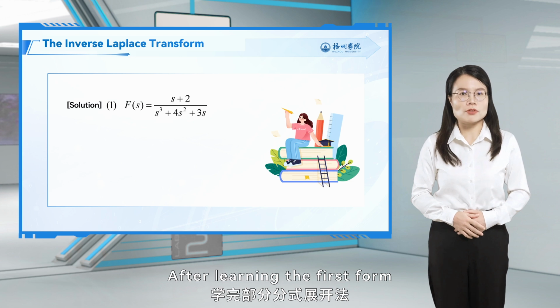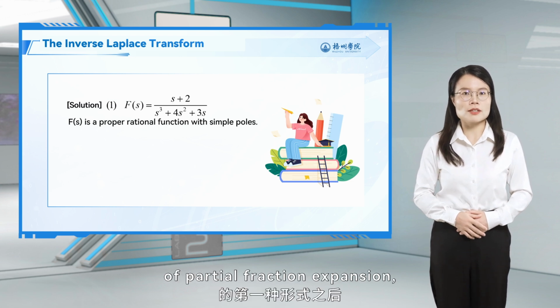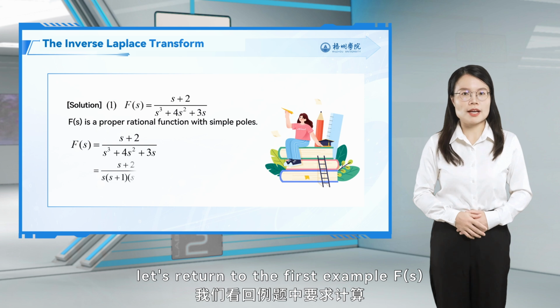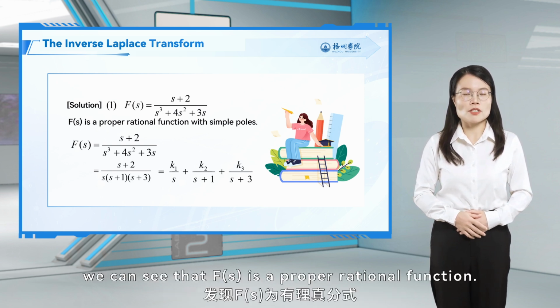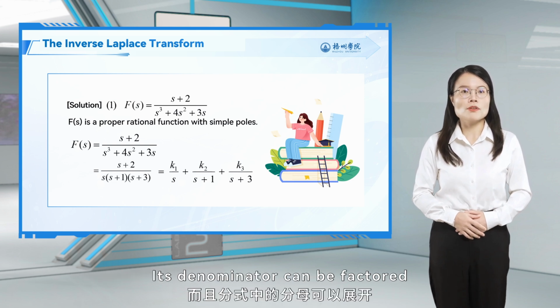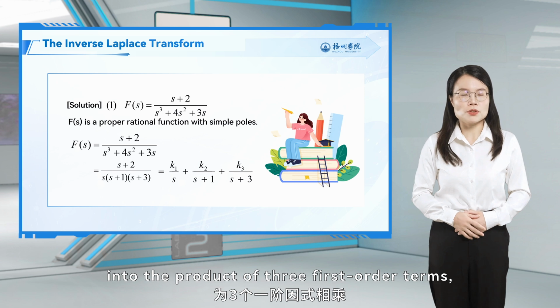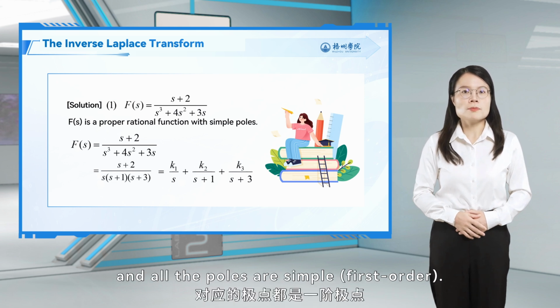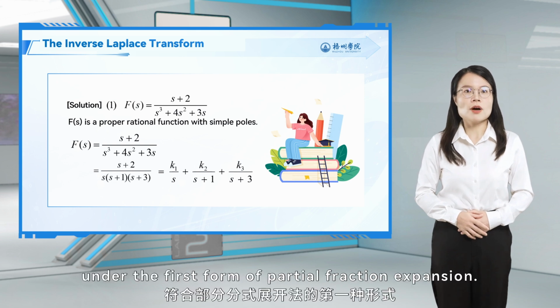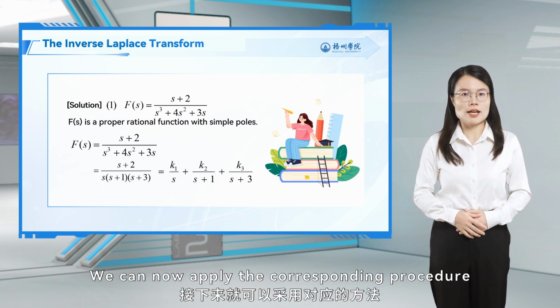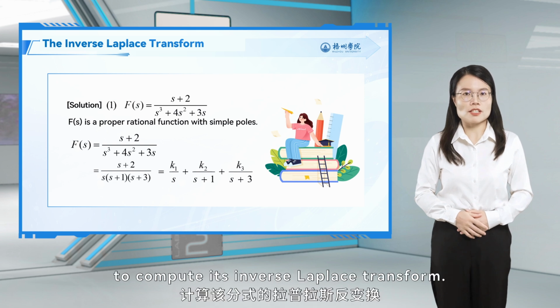After learning the first form of partial fraction expansion, let's return to the first example, F(s), given in the exercise. By examining this expression, we can see that F(s) is a proper rational function. Its denominator can be factored into the product of three first-order terms, and all the poles are simple first-order. Therefore, this fraction falls under the first form of partial fraction expansion. We can now apply the corresponding procedure to compute its inverse Laplace transform.